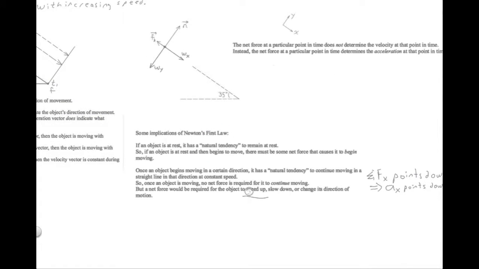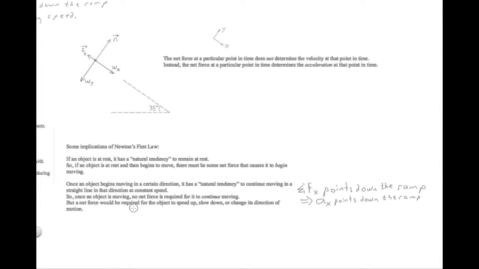A sub x is pointing parallel to the velocity, and when the acceleration is parallel to the velocity, that gives us our explanation for why the object is speeding up as it moves down the ramp. A net force is required in order for an object to speed up, and we identified here where the net force is coming from. The net force is generated because W sub x is outweighing the frictional force.